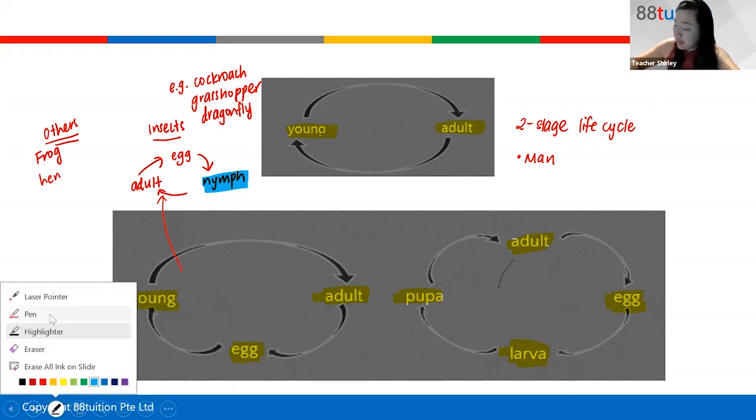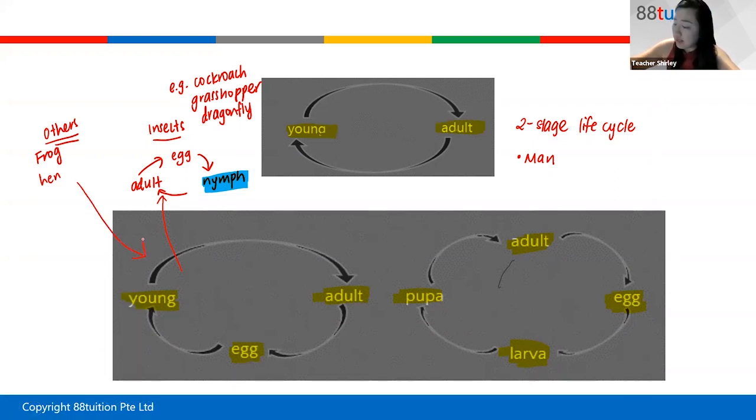Whereas for the rest, basically like frog and hen, they follow this cycle here. Egg, young, adult. Of course, specifically the young of a frog is called a tadpole. Right? A young of a hen is called a chick. But these are the ones that you need to know. Okay, then after that, we're going to move on to our 4-stage life cycle.